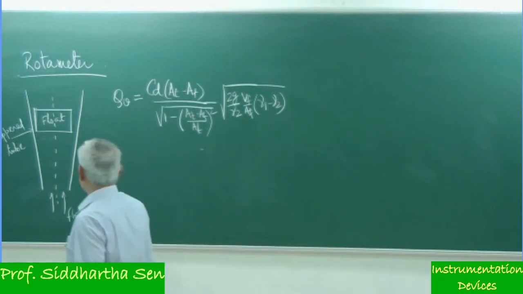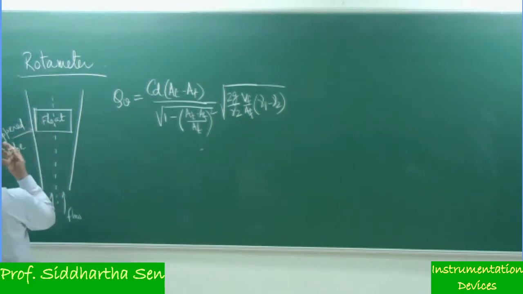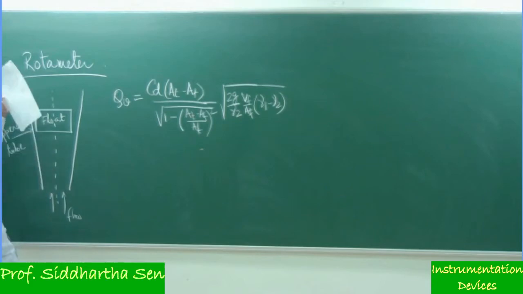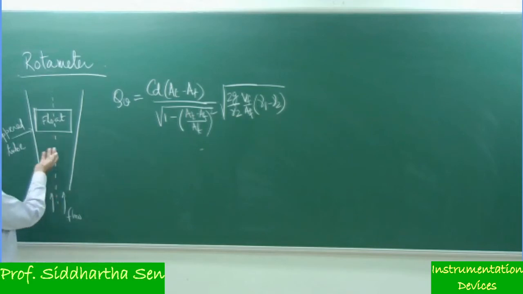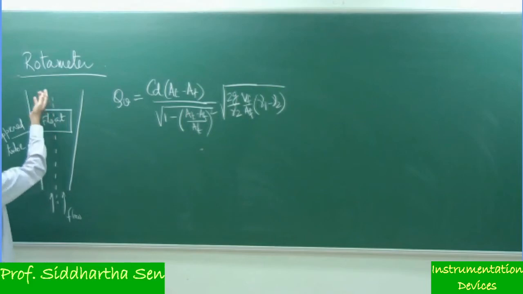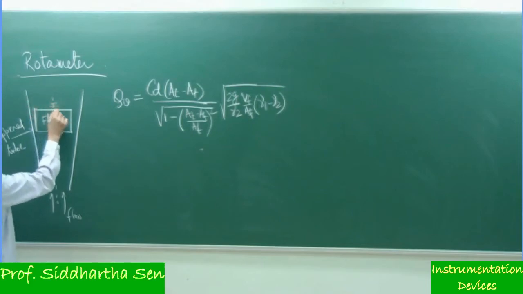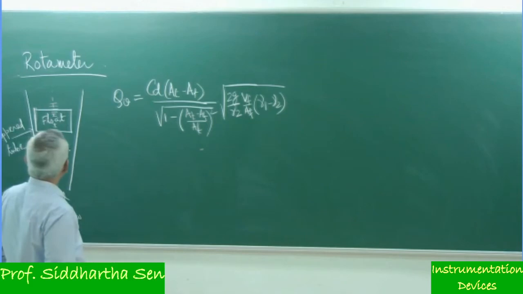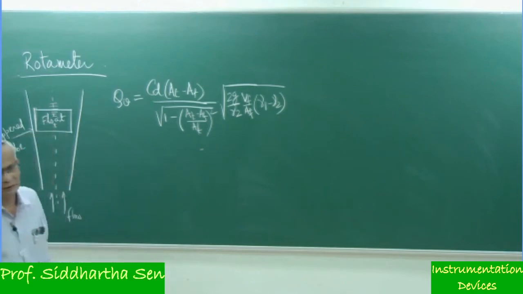So, first thing is that we have a vertical tube. It must be vertical and the flow must be from the bottom to the top, and the tube should be a tapered one, opening up at the top, and there is a float. And as I told, as the flow rate increases, the float will go up like this, and we can have some calibration in terms of flow rate, and just looking at the position of the float we can say what the flow rate is.